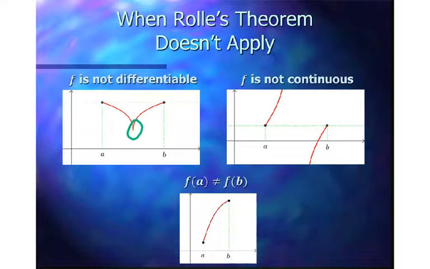Now, let me point out that there could be a point where the derivative is 0. There's not in this case, but all we know is that Rolle's theorem does not guarantee us that there is a point where the derivative is equal to 0.